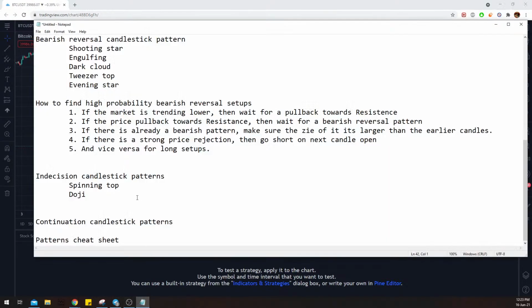So now we are going to go to the next ones, which are going to be the continuation candlestick patterns. And the continuation in general is going to signify that the market is going to continue trading in that same direction.